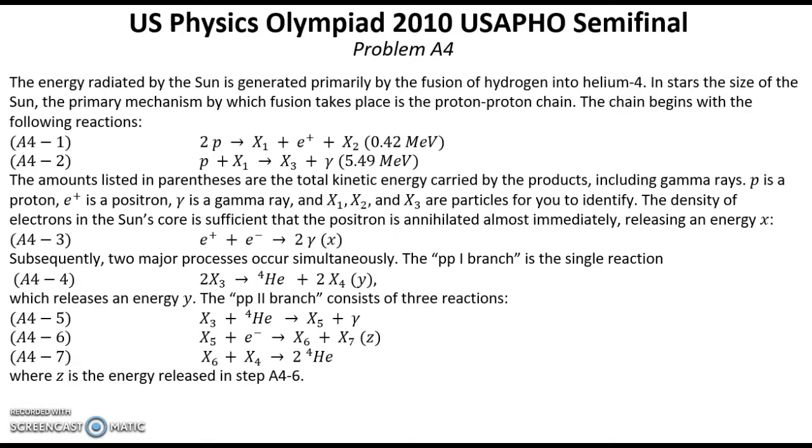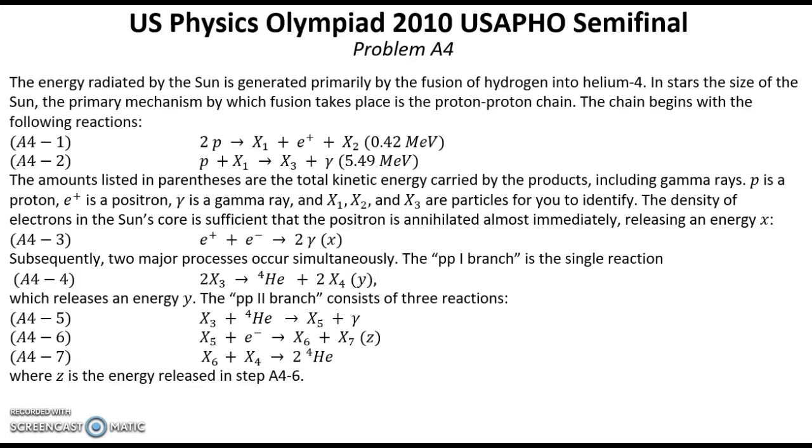The PP2 branch consists of three reactions. First reaction is element X3 plus helium-4 go into element X5 plus gamma ray. Next reaction, element X5 plus electron go into element X6 plus element X7. And last reaction is element X6 plus proton go into two helium-4 particles, where Z is the energy released in step 6.